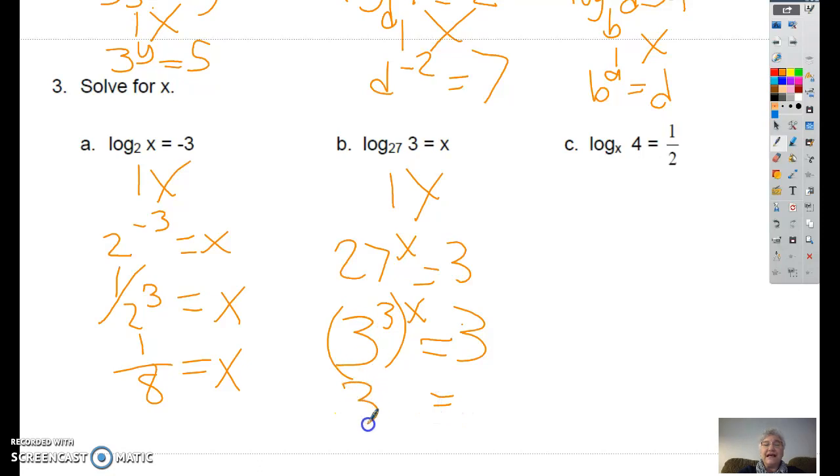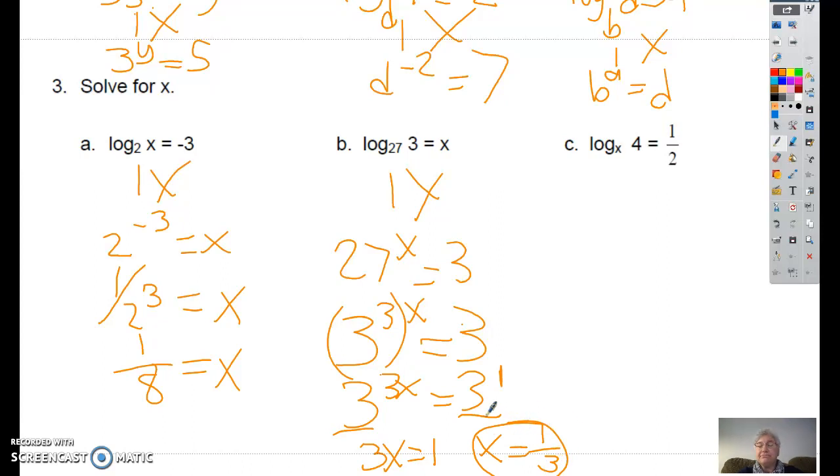I can write this as 3 raised to the 3x power equals 3. Remember, power to a power says multiply my exponents. 3 is raised to what power if I see no exponent? It's 1. And remember, like bases can have their exponents set equal to each other. So 3x equals 1. Therefore, x equals 1/3 is the answer to 3b.